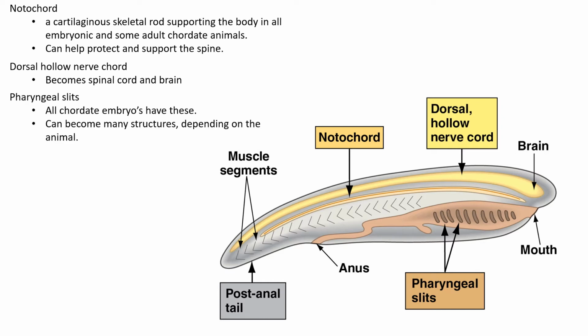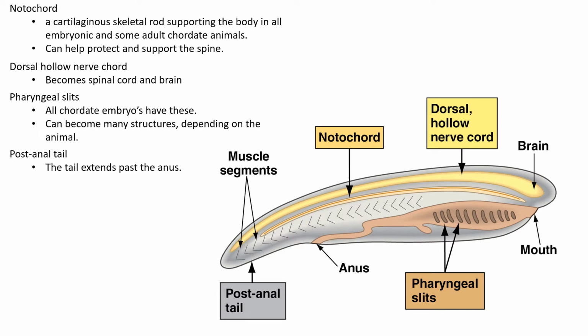The next structures are pharyngeal slits, and all chordate embryos will have these, and they will become different structures depending on the organism. So for example, these pharyngeal slits will become gill arches in fish. So they will actually act as the breathing mechanism for some fish. In humans, they will actually turn into part of the ear bones for us. Okay, so we don't have gills as adults, so we lose those, and they're going to turn into something else like our inner ear bones.